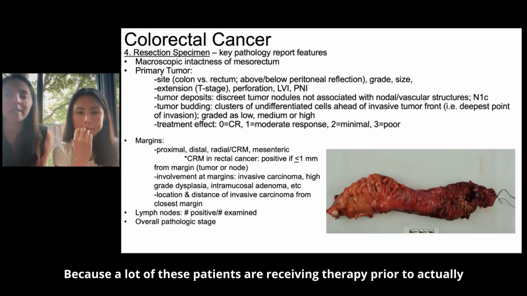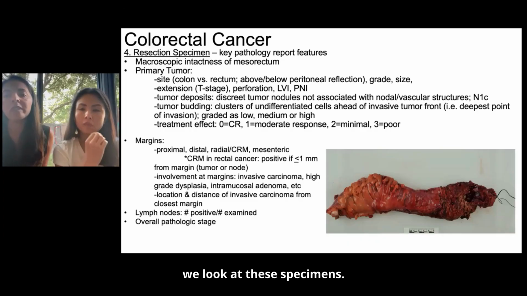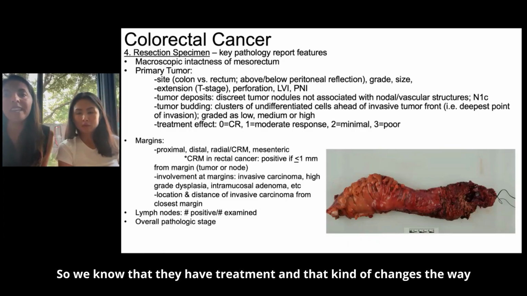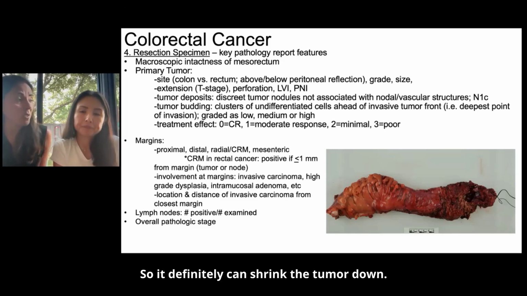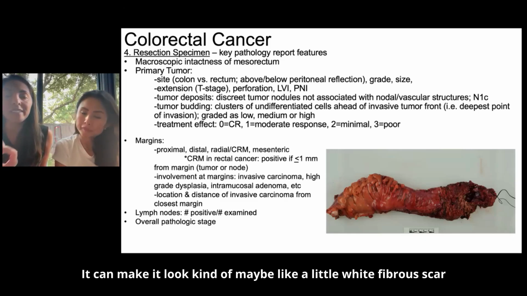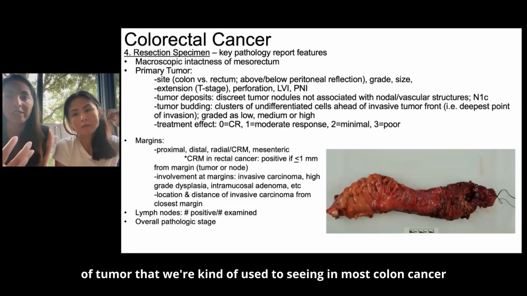Carcinoma samples, right? A lot of these patients are receiving therapy prior to actually getting the resection. The other thing we have to do is be very careful when we look at these specimens. We know they have had treatment, and that changes the way the tumor will look. It can shrink the tumor down. It can make it look like a little white fibrous scar instead of a nice bulky tumor that we're used to seeing in most colon cancer specimens.